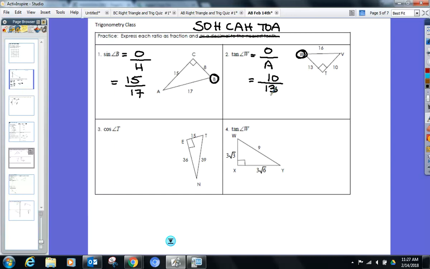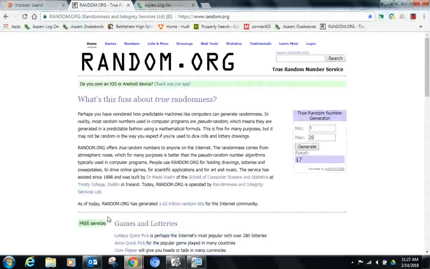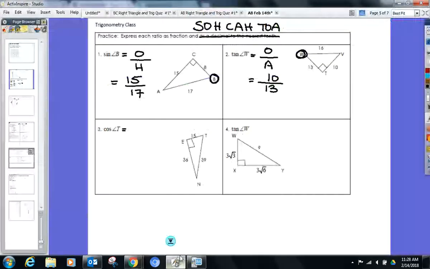Cosine T. Well, first of all, let me know what cosine is equal to. What's that ratio, cosine? Adjacent over hypotenuse. Here we go. What's adjacent to angle T? 15. And the hypotenuse in this diagram across from the right angle? 39. 15 over 39.